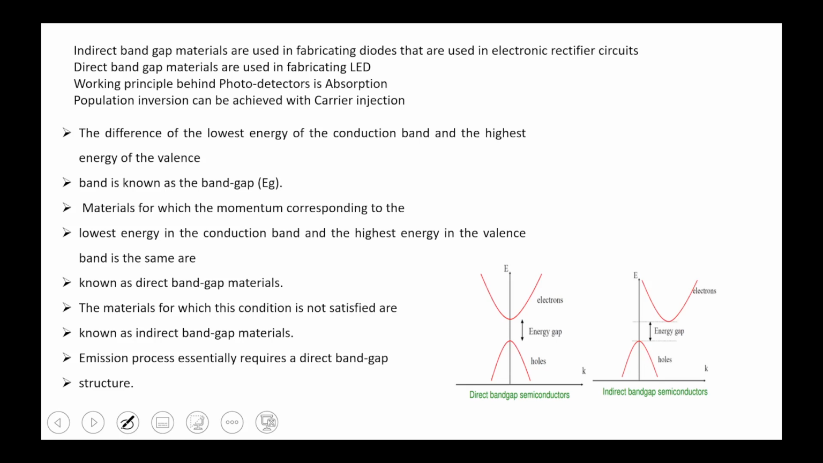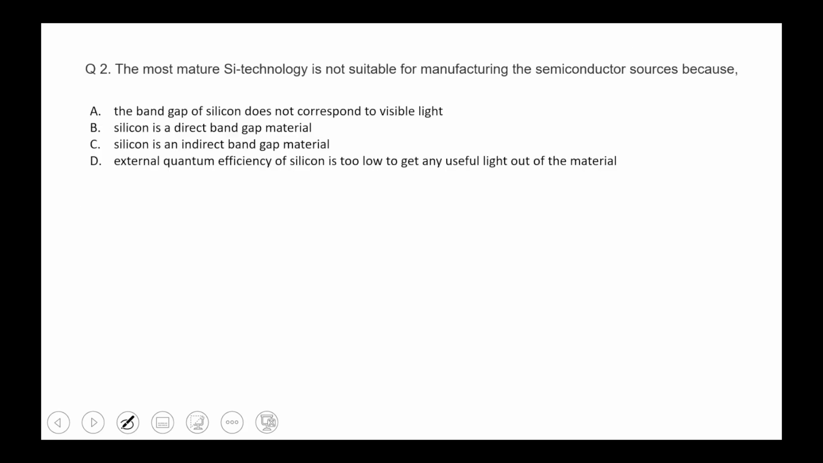So this is the direct and indirect separation. Second question: the most mature silicon technology is not suitable for manufacturing of a semiconductor source. Why do we not use silicon for semiconductor sources like LED and laser? Option C, it does not have a direct band gap. It is an indirect band gap material. Why is indirect band gap not suitable for the optical source?